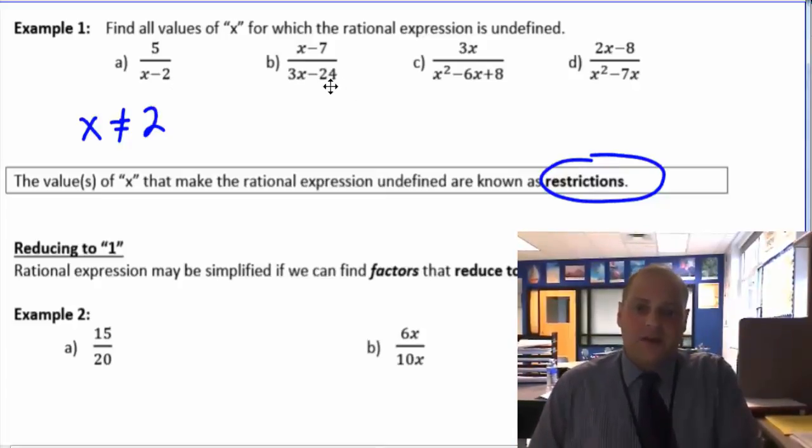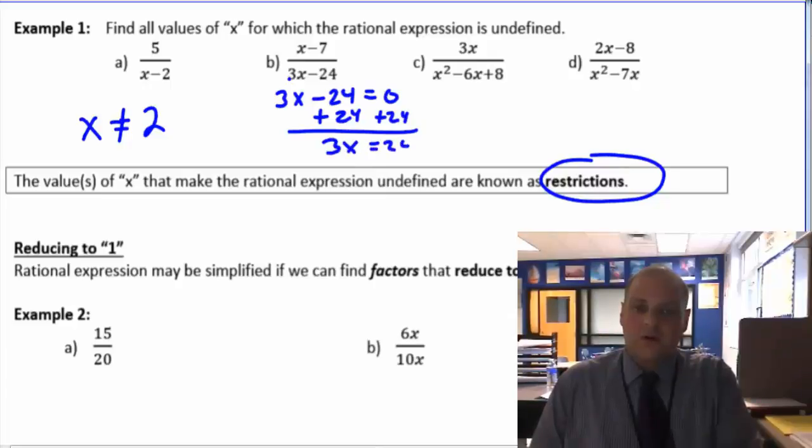Same thing here. Now 3x minus 24, it turns out that x would have to be 8, because 3 times 8 is 24, minus 24 is 0. Another way to do this is you could just set the denominator equal to 0. 3x minus 24 equals 0. You can add 24. 3x equals 24, and then divide by 3, and you'd get 8. So x cannot equal 8. You put an equal sign with a slash through it.